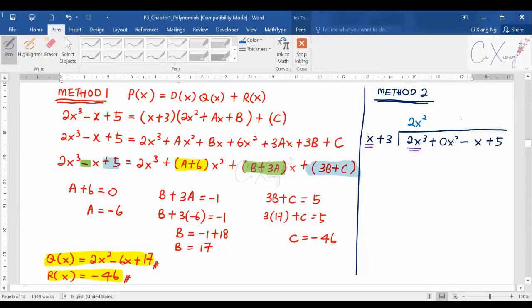That 2x squared multiplied with x gives 2x power 3. Some students prefer to write 2x squared here so that x squared and x squared are together, but I don't get used to it. I will still write it out so that when I check my answer I know that 2x squared multiplied with x gives 2x power 3. So you need to write it out.